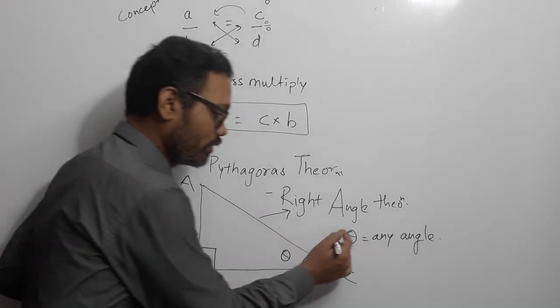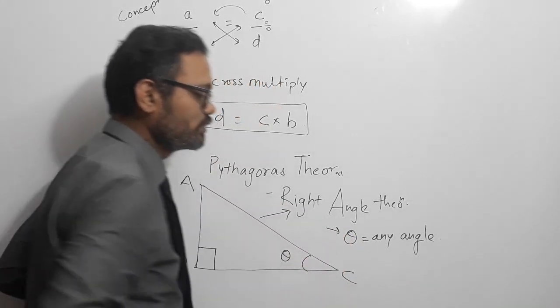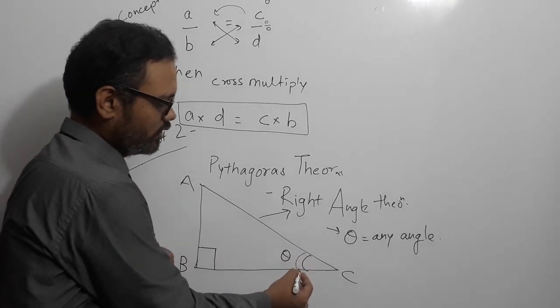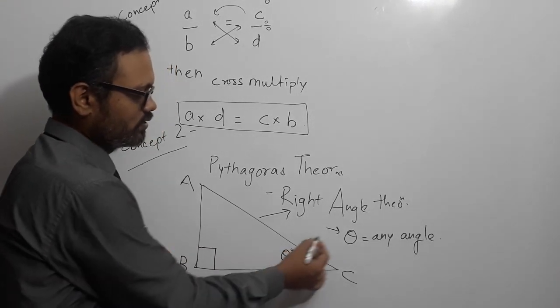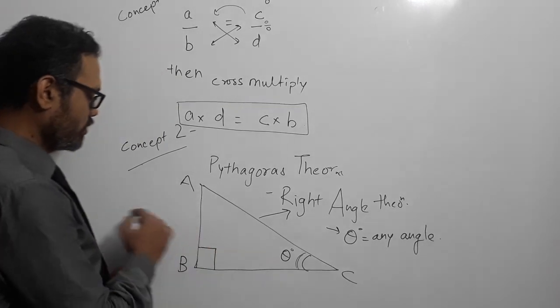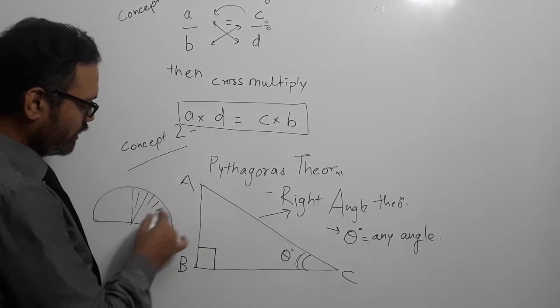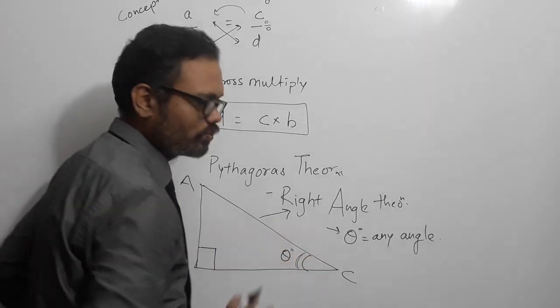What is theta? This we will use a lot of times. What is this theta? Theta is just an angle, like 30 degrees, 60 degrees, whatever degrees. Theta is just an angle. You must have done this earlier, the different angles. So this is nothing else but just one angle.